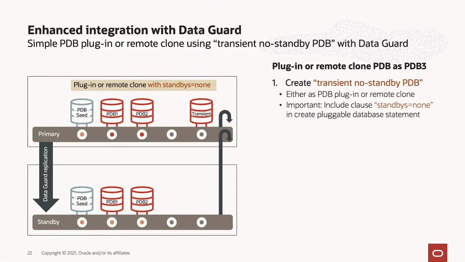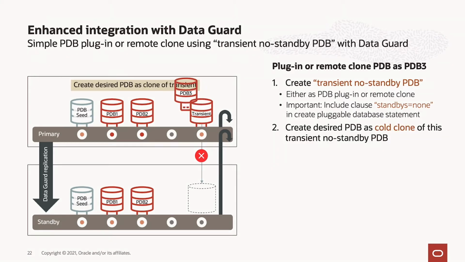We start by creating what is referred to as a transient no standby PDB. To do this, simply include the clause standbys equals none in the create pluggable database statement. The result of this is that on the standby, the transient PDB will be visible in mounted state, but its data files will show as offline.